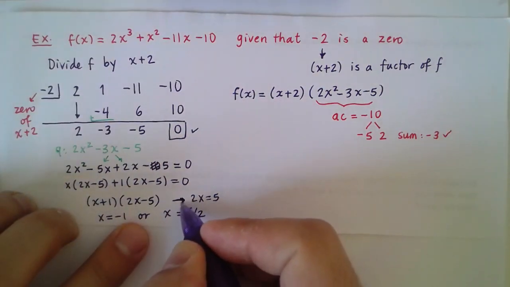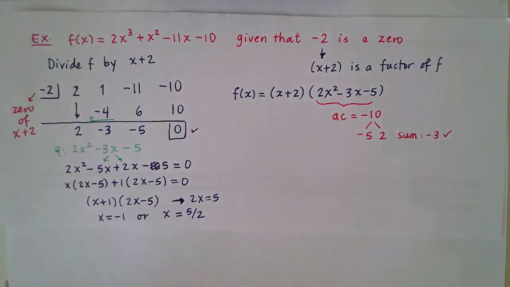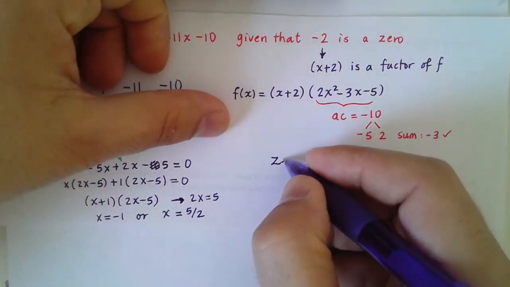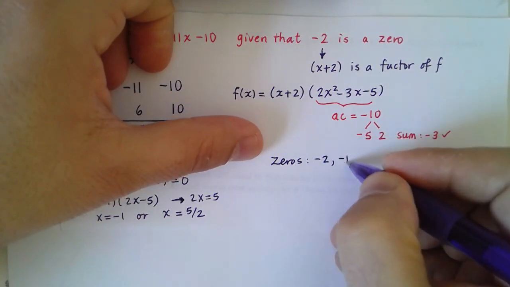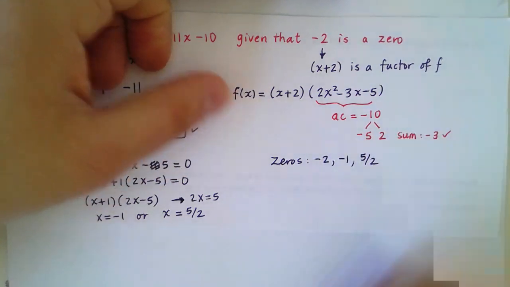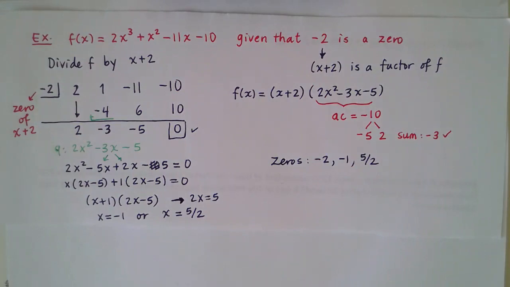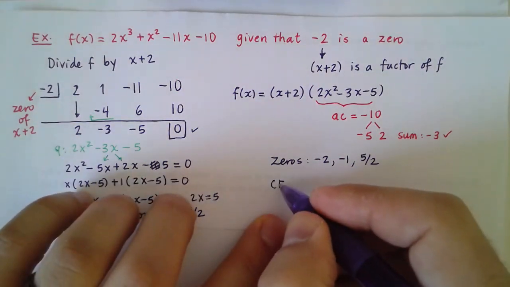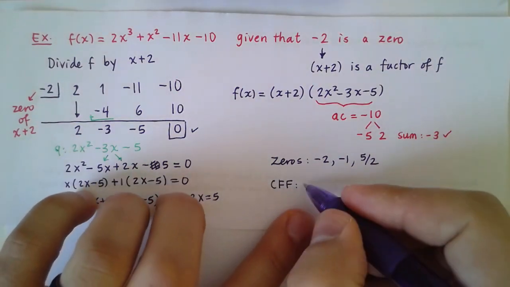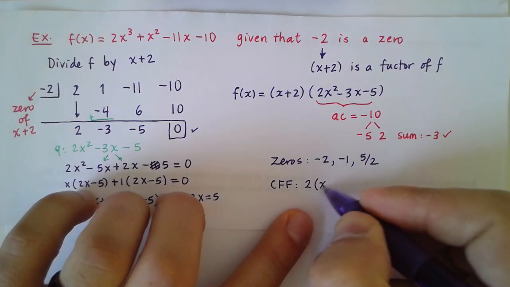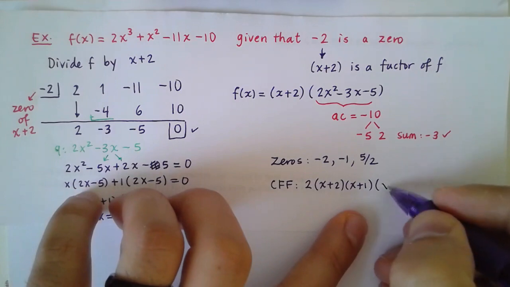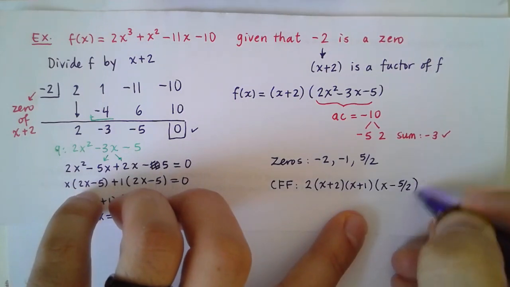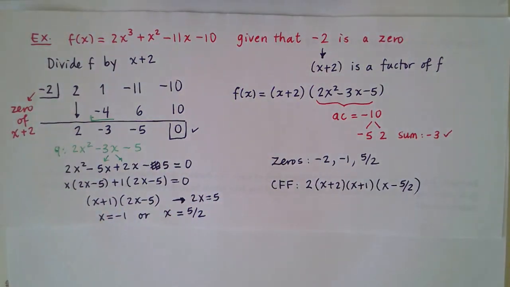So we find these zeros by using the AC method. Now we know all the zeros. Those are negative 2, and then negative 1, and then 5/2. That's what we get. And if you want to write down the complete factored form, don't forget to put the leading coefficient 2, then you have x plus 2, then x plus 1, then x minus 5/2. This is what we get.